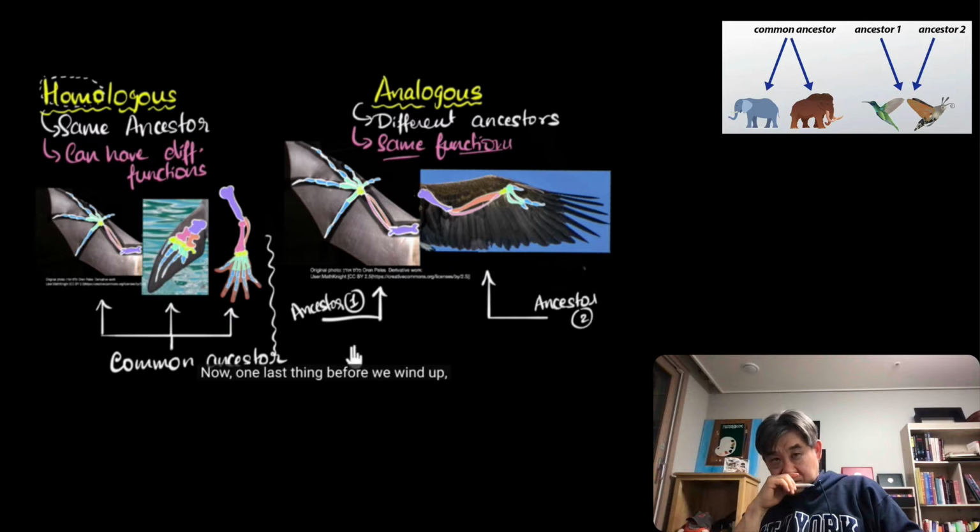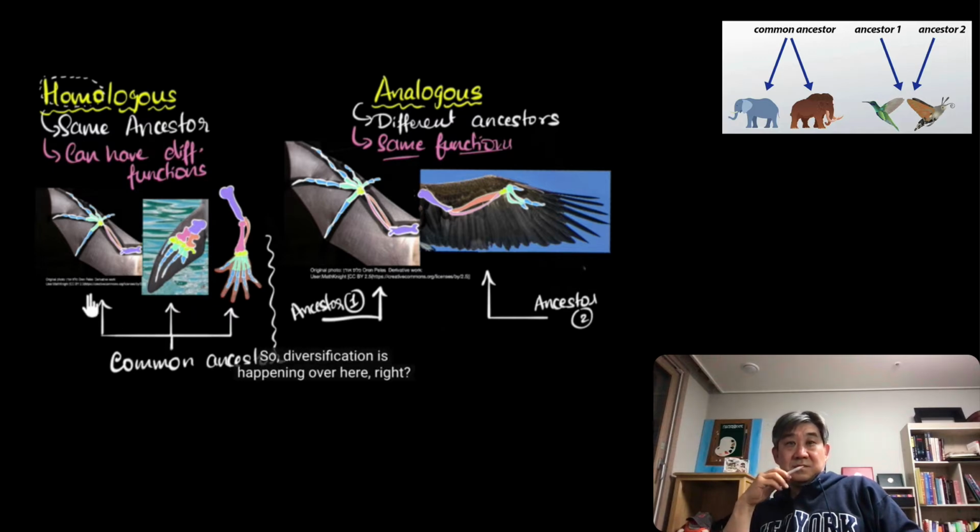Now, one last thing before we wind up is that if you look at the homologous structures, you see that from one common ancestry, from the same underlying structure, we are getting different functions. So diversification is happening over here, right? The same structure is used for many different things. So homologous structures give us something called divergent evolution. All right, same structure used for many different things, many different functions. Divergent evolution.